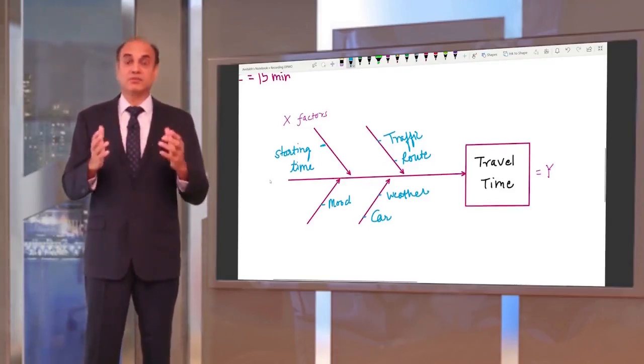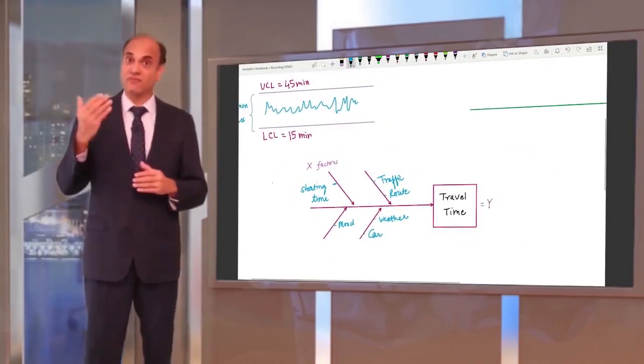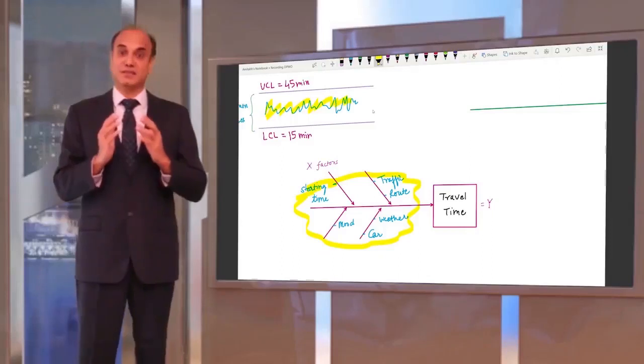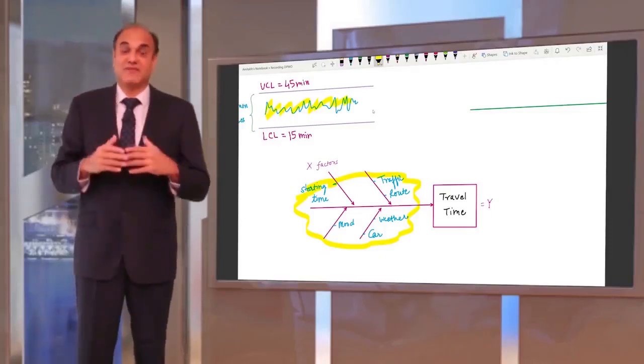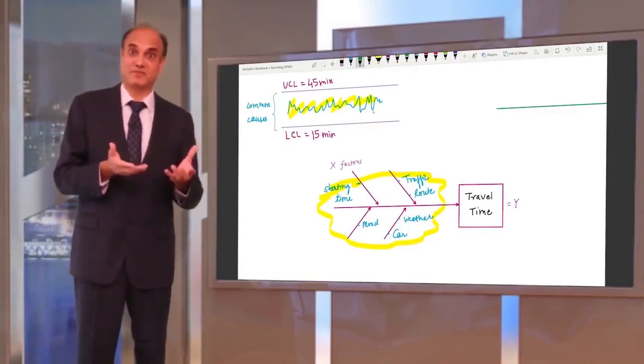So a lot of factors, which we can call X factors, are affecting the travel time, which is the Y here. So I can make the statement that the variation between 15 minutes to 45 minutes is due to the common causes. Means all the causes are acting on my system and producing this variation. This is known as the voice of the process, as if my traveling process is telling me that I will take between 15 minutes to 45 minutes.